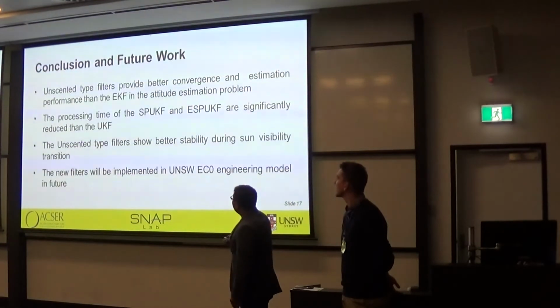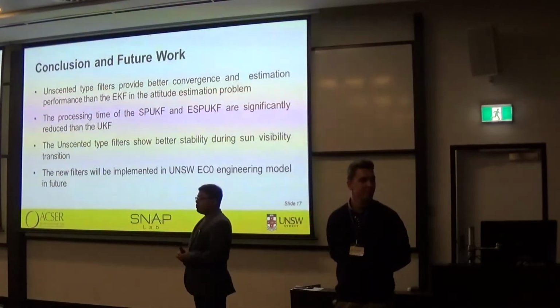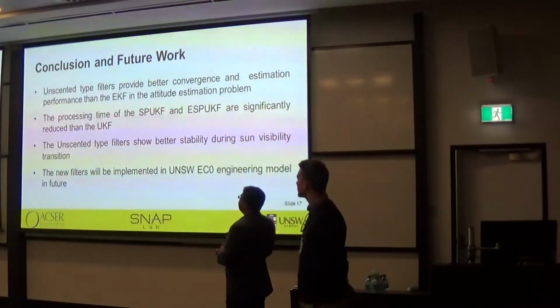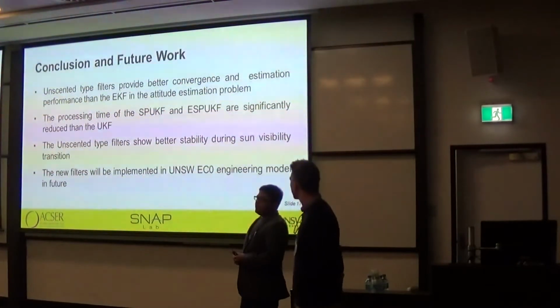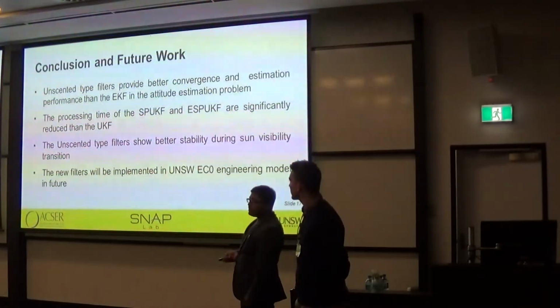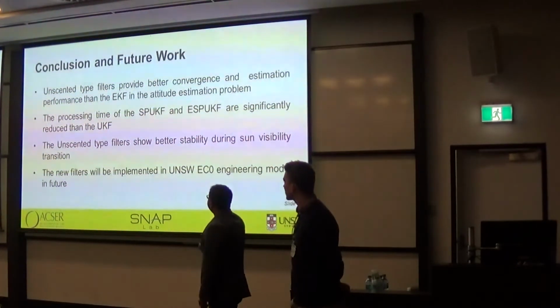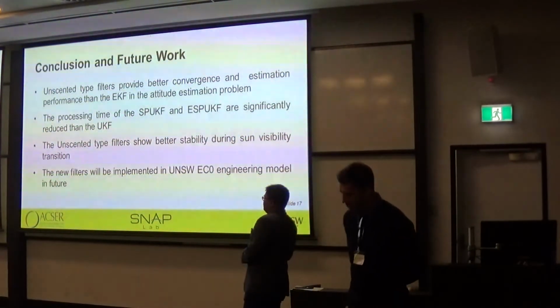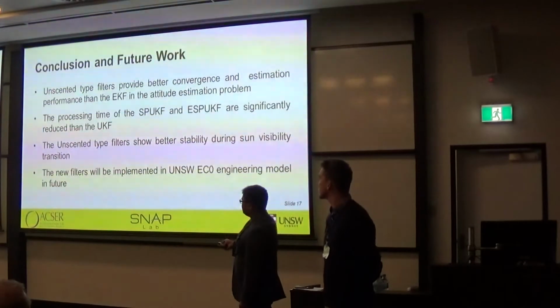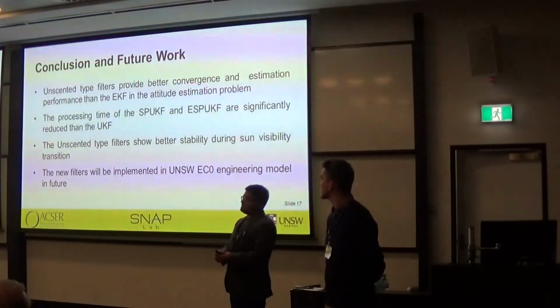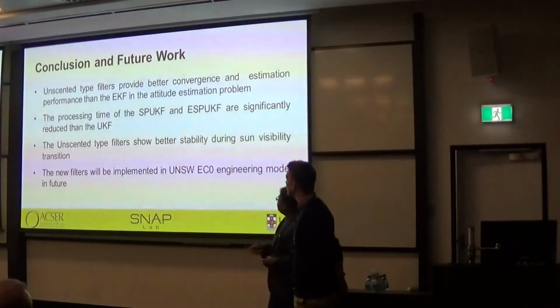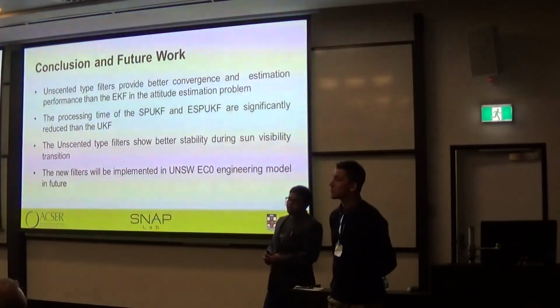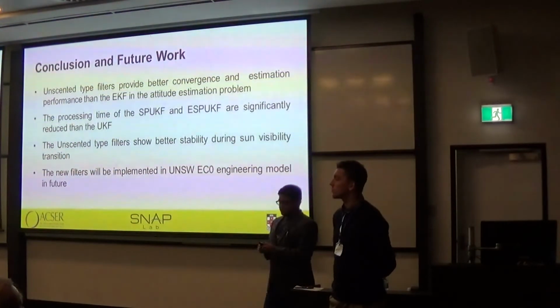So, conclusion and future work. These preliminary results show that unscented type filters provide better estimation performance for the attitude determination problem. The processing time of SPUKF and ESPUKF is significantly reduced, and unscented type filters show better stability during the sun visibility to eclipse transition time. Our future work is implementing the new filters in the UNSW Eco engineering model and getting more realistic results.